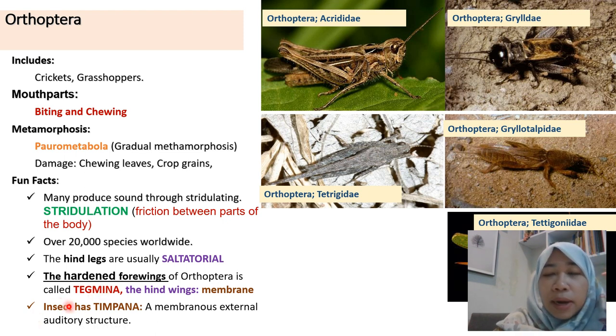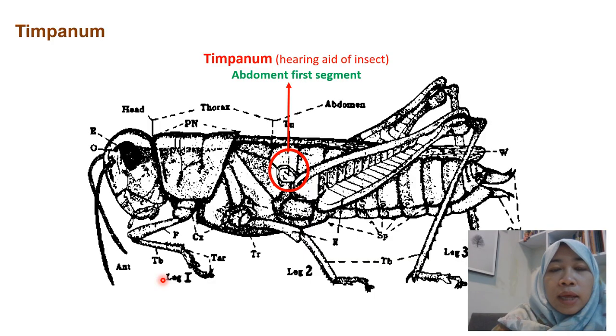And then insects have tympana. Tympana is the hearing aid of insects. It's for hearing, for the auditory system. This is a membranous external auditory structure. You can see in the picture, this is a grasshopper. This is the saltatorial type, for salto or for jumping. And then in the first abdomen segment, you can see tympanum or tympana. This is for hearing. They don't have ears, but they have a membrane. So the function is for auditory. We can see the tympanum in the first segment of the abdomen.